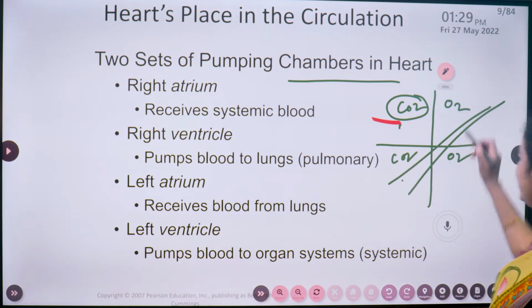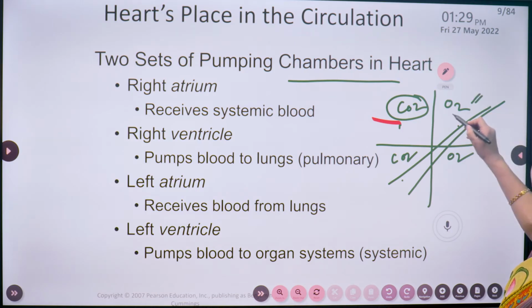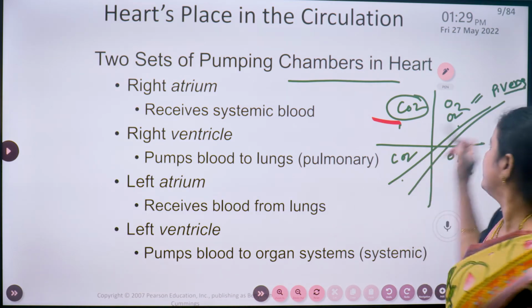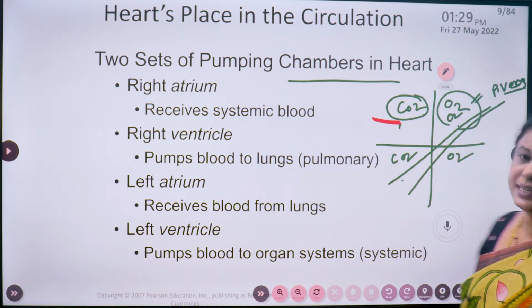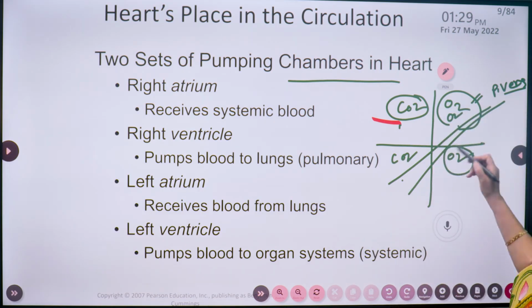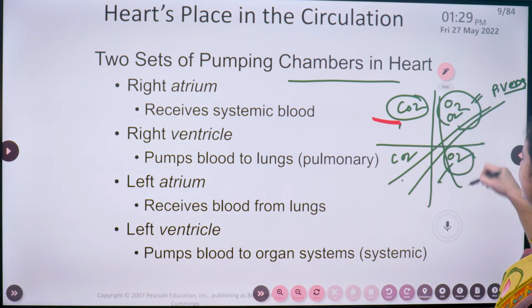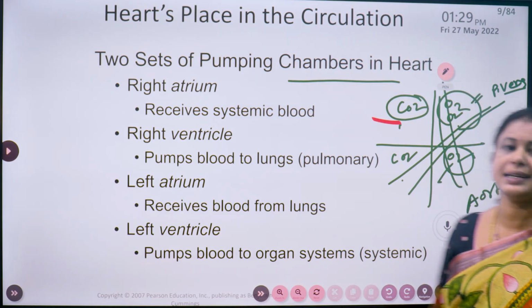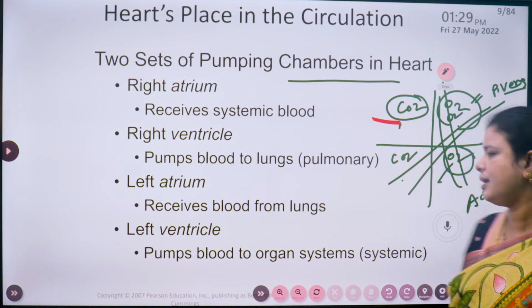Next, the left atrium will receive oxygenated blood from the pulmonary veins. Through the pulmonary veins, the left atrium will receive the oxygenated blood. The left ventricle will pump the blood into the aorta.